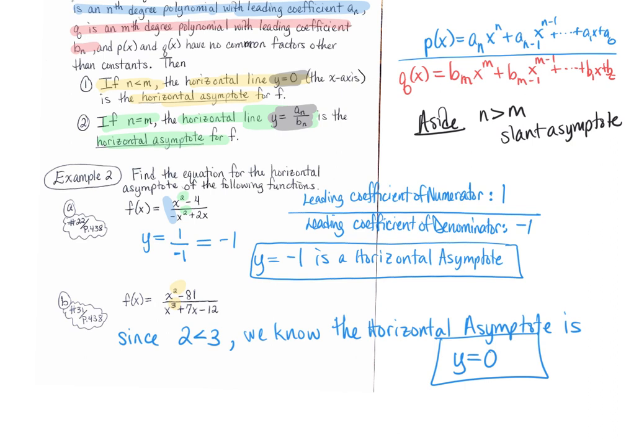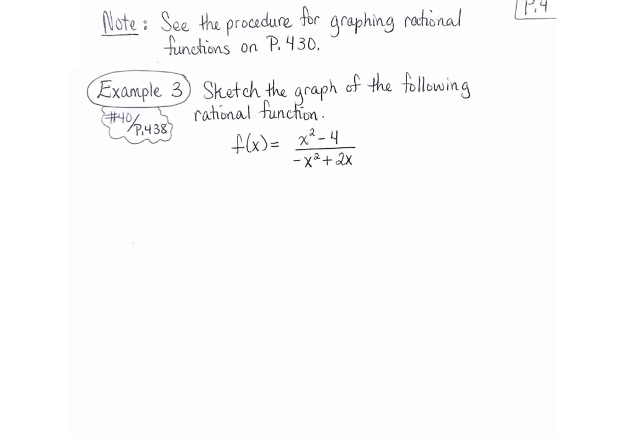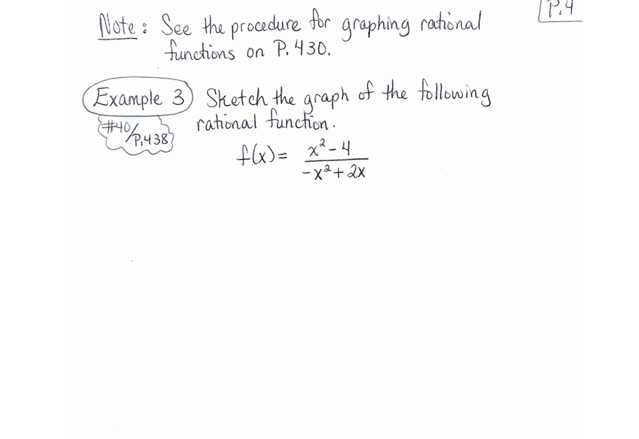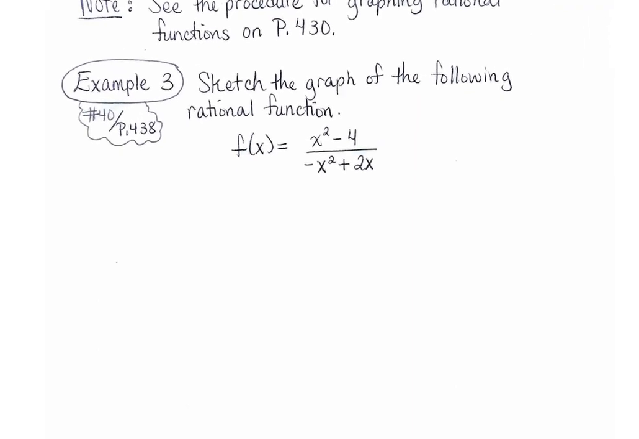So now the thing is, you just put it all together and graph, because now you have all the tools in your belt to graph. That's what chapter 6 ultimately leads up to. On page 430 of your books, you have the step-by-step process for graphing rational functions. We're going to go through this process by sketching the graph of the following rational function: f of x equals x squared minus 4 over negative x squared plus 2x.